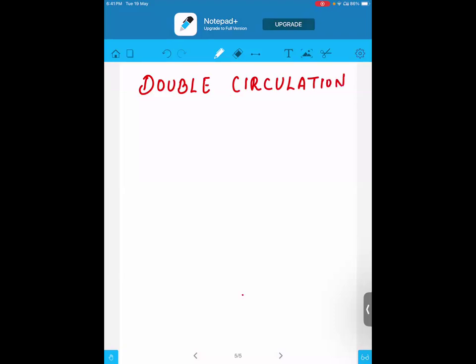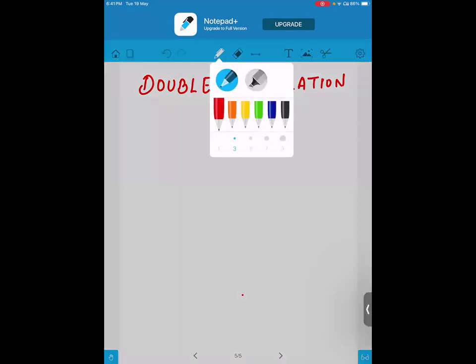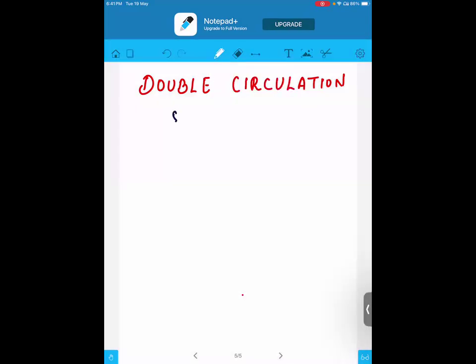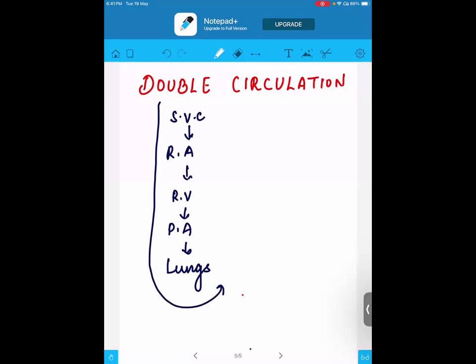So one time they are bringing the deoxygenated blood through the superior vena cava. From there, they are bringing it to the right auricle, right ventricle, then pulmonary artery, then to the lungs. So this is the first time when the blood is entering and then leaving, right?